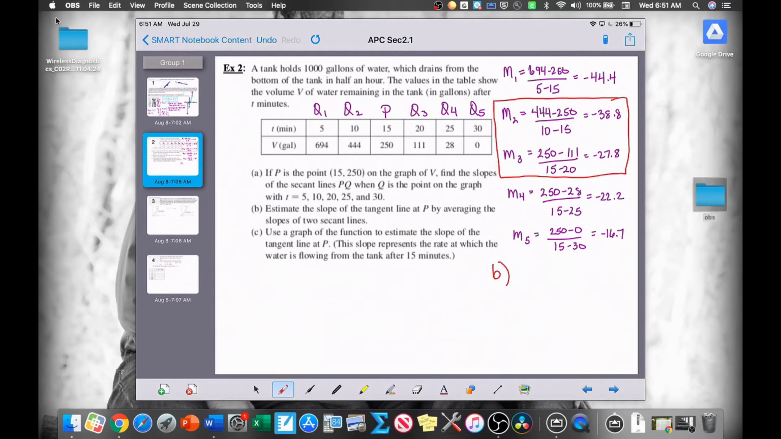If we find the average of two numbers, we just add them and divide by 2, right? So our M average is going to be equal to negative 38.8 plus negative 27.8 divided by 2. So we get an average slope of negative 33.3.